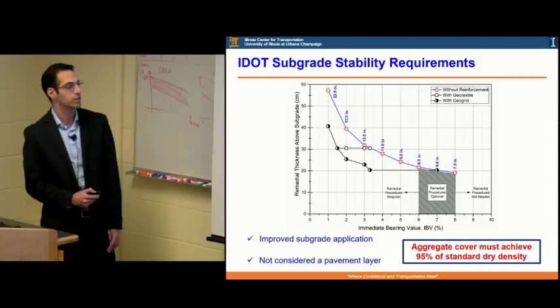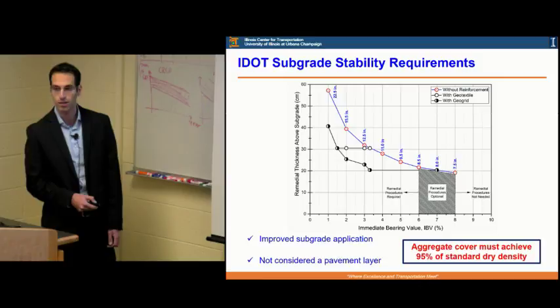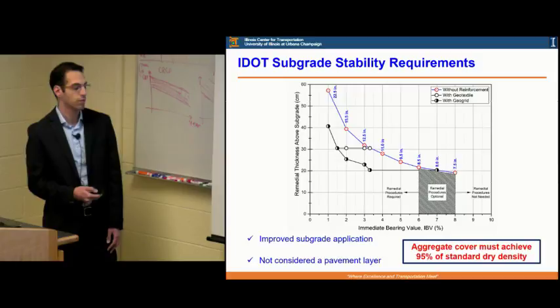In addition to these requirements for thicknesses, there's also a requirement for density. So these should achieve a dry density of 95% of the standard compactive effort, or the Proctor density, that is measured in the lab. And these are mainly layers just to improve the subgrade application, and they're not considered a pavement layer from the pavement structure of the constructed layers on top. So these are the requirements for Illinois for the construction.